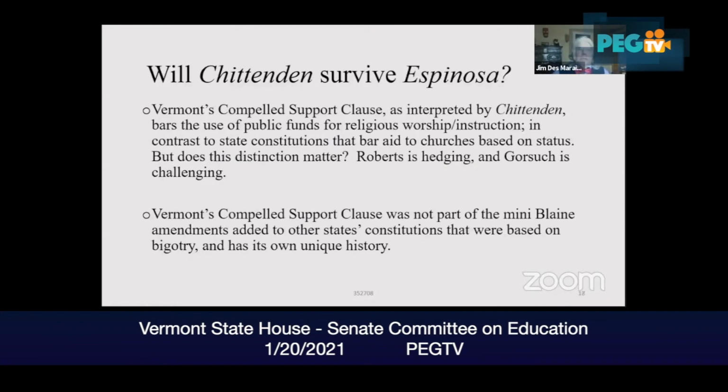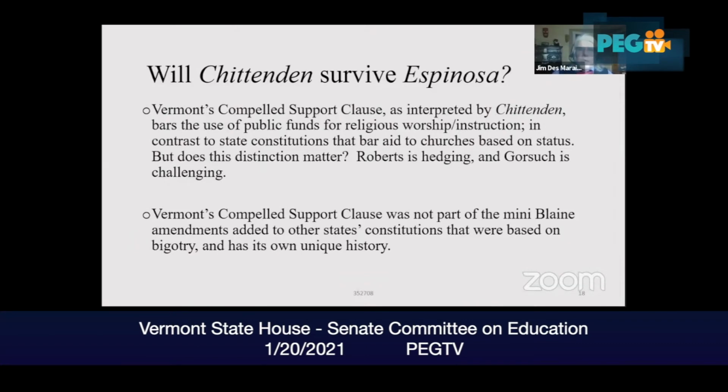So the question then is, will Chittenden survive the Espinosa decision? Vermont's compelled support clause, as interpreted by Chittenden, bars the use of public funds for religious worship or instruction, in contrast to state constitutions that bar aid to churches based on status. But does this distinction matter? Roberts is hedging on that, and Gorsuch is challenging that.